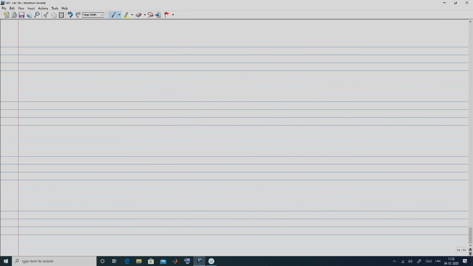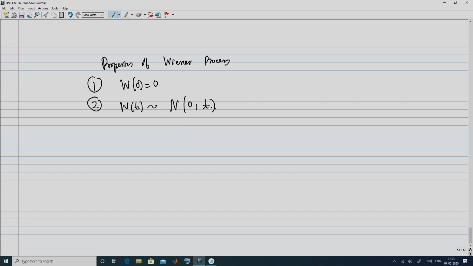So, what are the properties of the Wiener process? The first property is W(0) = 0. Secondly, W(t) follows a normal distribution with mean 0 and variance t.